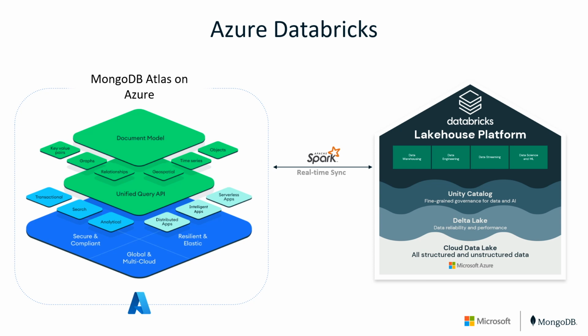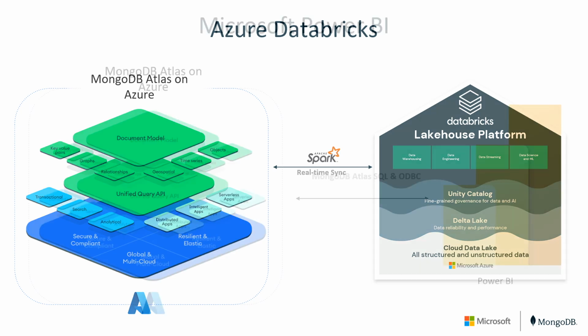We have the MongoDB Spark connector that supports both batch as well as real-time bidirectional synchronization of data between Atlas and Azure Databricks cluster. In batch mode, you can use the Spark dataset and dataframe APIs to process data at a specified time interval. For near real-time use cases, the connector supports streaming mode via Spark structured streaming to process data as soon as it's available.